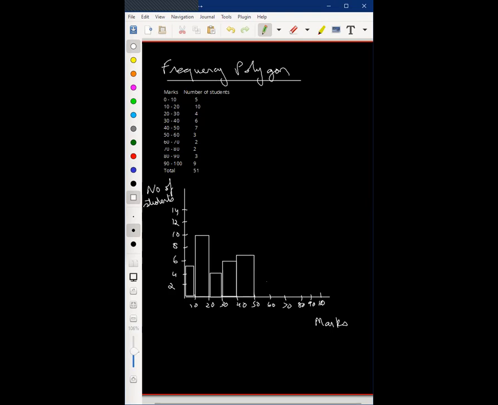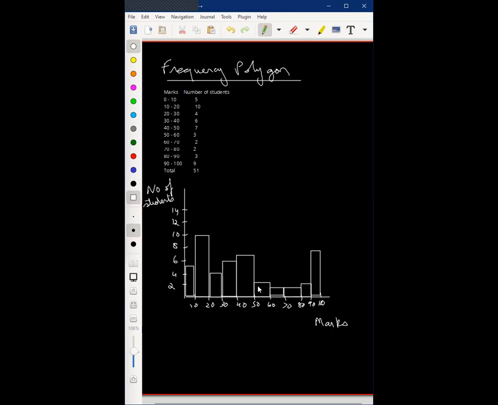50 to 60, we have 3. 60 to 70, we have 2. 70 to 80, again, we have 2. 80 to 90, we have 3. And 90 to 100, we have 9 students. Okay. So this is the histogram that we already know how to make.